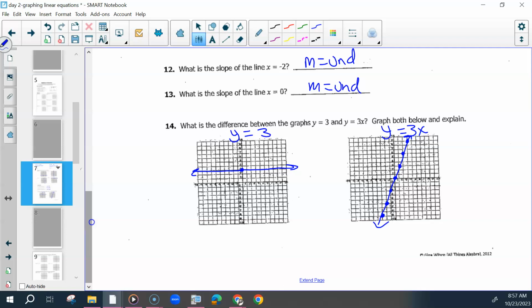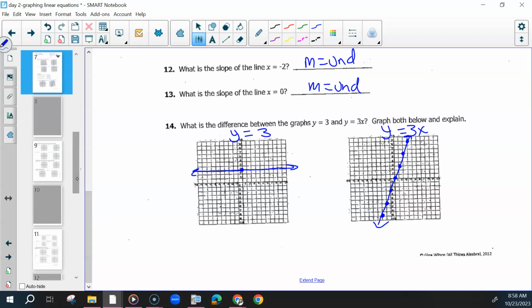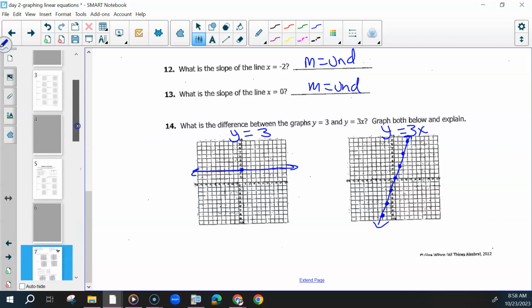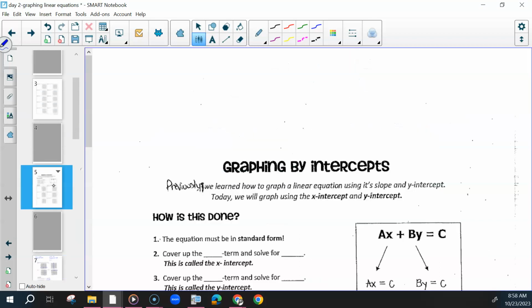What about x and y intercepts? Do they have both? No. Which one doesn't have both? So this one will always have an x and a y intercept. This one will only have one of those things. So those are things to keep in mind when you're asked to graph these different equations, so that you don't graph the wrong one. Okay. We'll go to the next page.